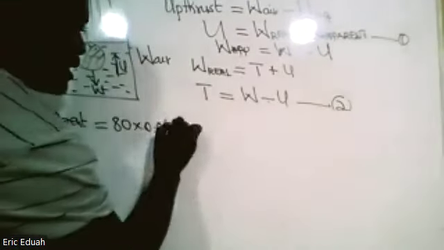So apparent weight would be the real weight, which is this, minus the upthrust. What is upthrust? Upthrust is the weight of fluid displaced, which is equal to mass of fluid times gravity. Mass of fluid is also equal to density times volume. So upthrust will be density of the fluid times volume of fluid displaced times gravity.